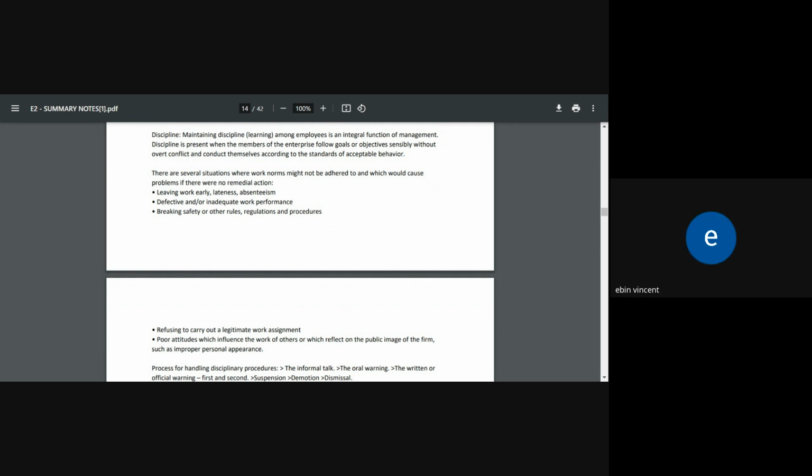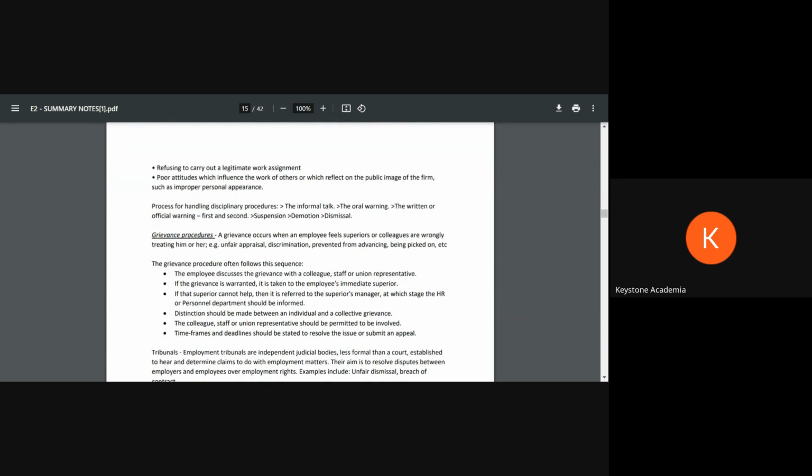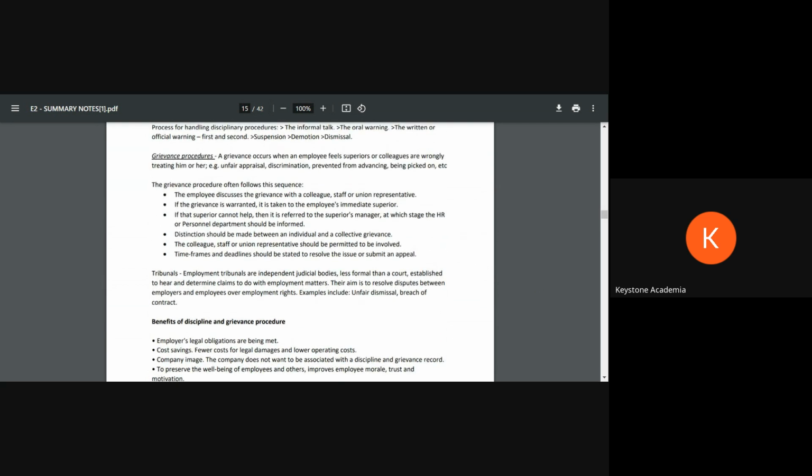Mm-hmm. Yes. Okay. So what do you think is a grievance? Grievance, just in general. If employees have any complaints, the management should have a system to receive those complaints and take action on them. What else?